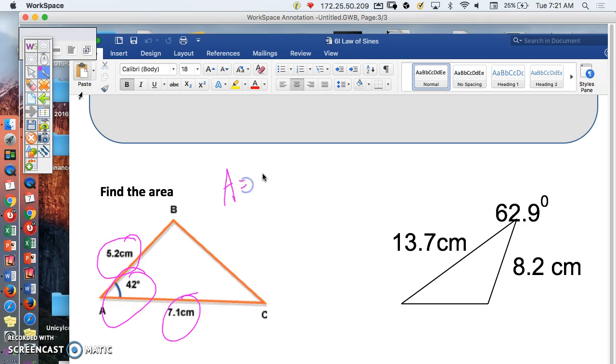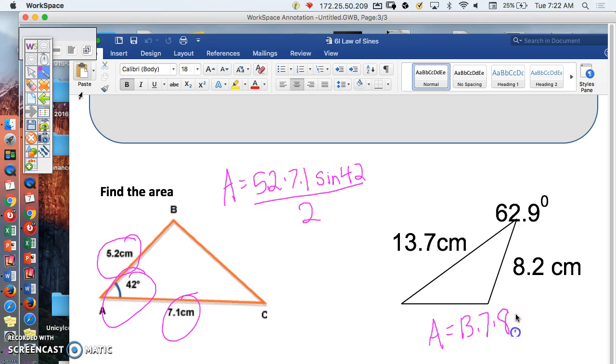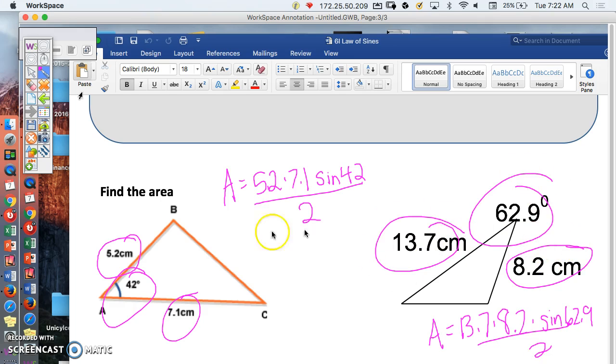So our area would be 5.2 times 7.1 times the sine of 42 divided by 2. And I'll leave you to type that into your calculator. And then this one, our area would be 13.7 times 8.2 times the sine of 62.9 divided by 2, because again, we have two sides and the included angle.